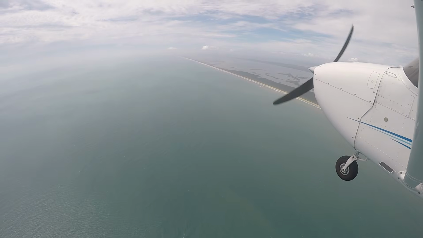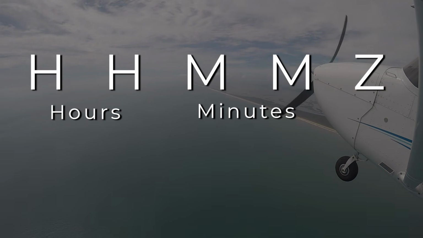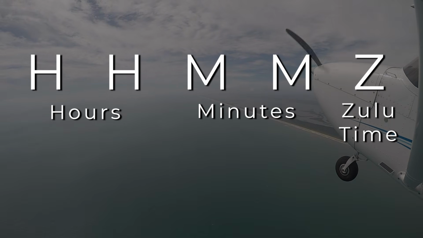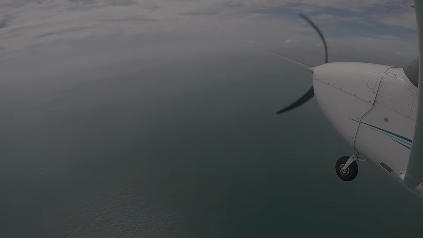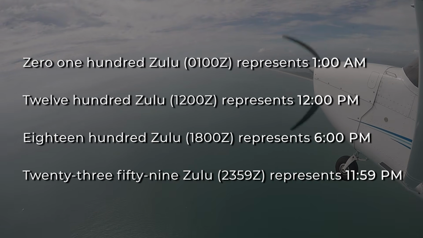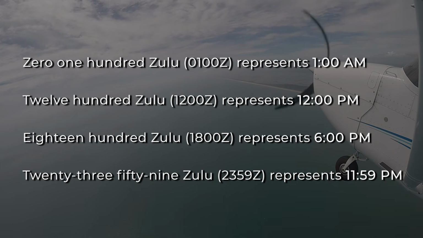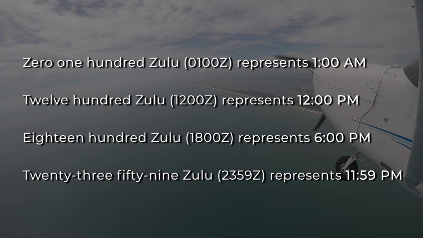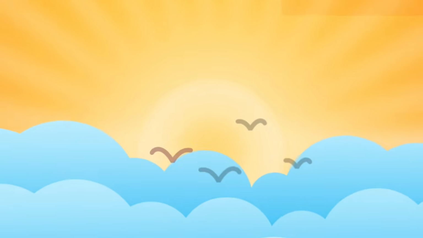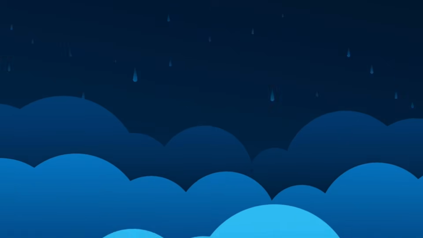Zulu Time follows a simple format written as HHMMZ, which represents hours, minutes, and the letter Z indicating Zulu Time, or Coordinated Universal Time. In aviation, these times are typically spoken in hundreds. For example, 0100 Zulu represents 1 a.m., 1200 Zulu represents 12 p.m., 1800 Zulu represents 6 p.m., and 2359 Zulu represents 11:59 p.m. Because Zulu Time uses the 24-hour system, there is no need for AM or PM, which helps keep aviation communication clear and consistent.